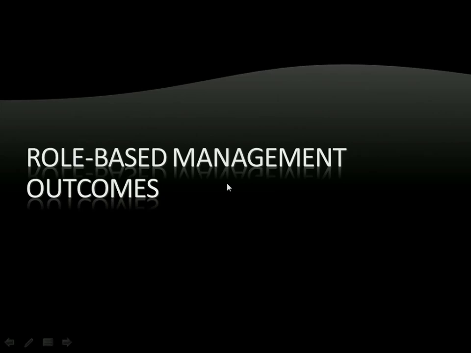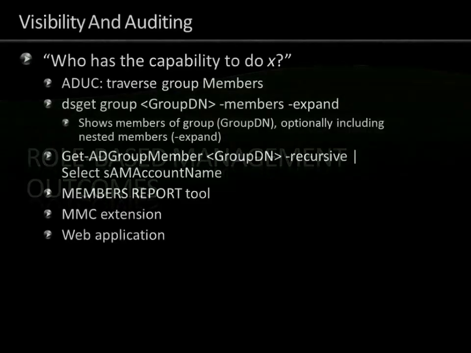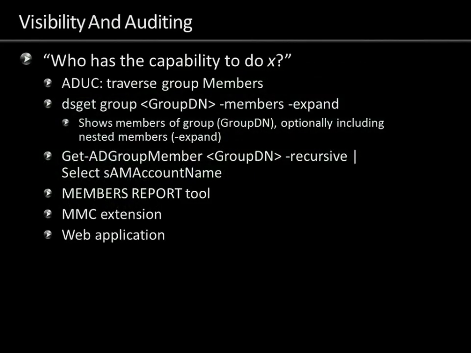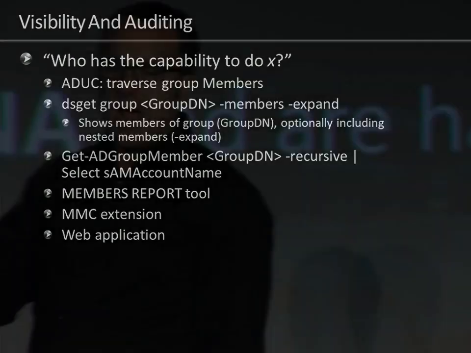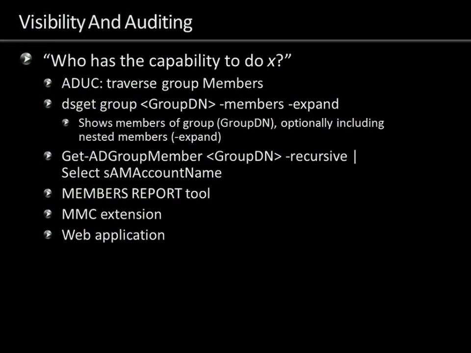Now let's start looking at the outcomes, the benefits of all of this, and then we'll look at some of the problems that you have to work around. So outcome-wise, we now have visibility and auditing capabilities that we haven't had before. If our boss comes to us and says, who is able to do X, we now can answer that question. So for example, if the boss comes in and says, who can edit the budget? We can answer that question.